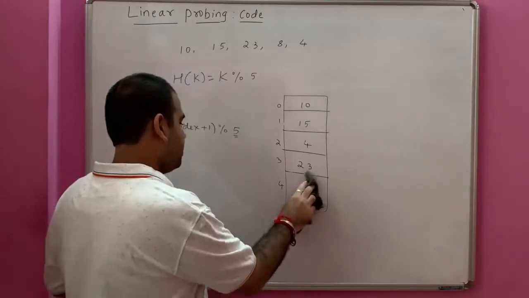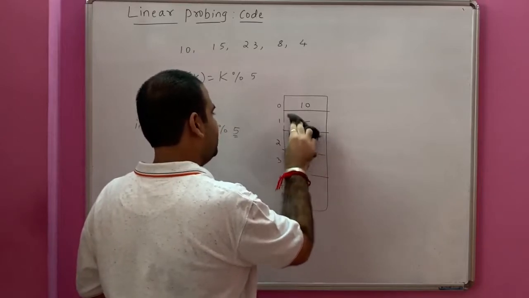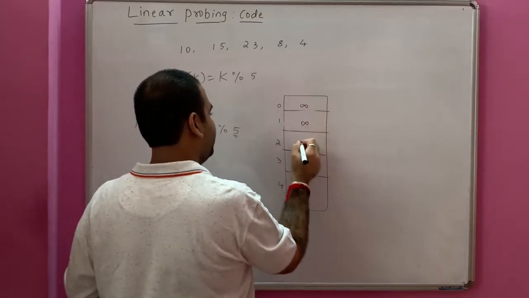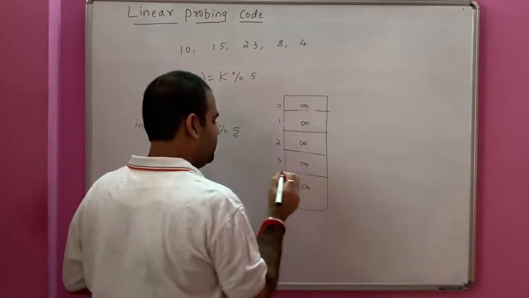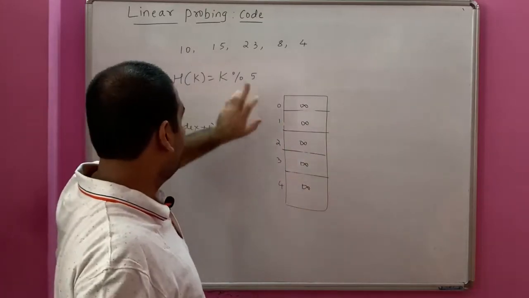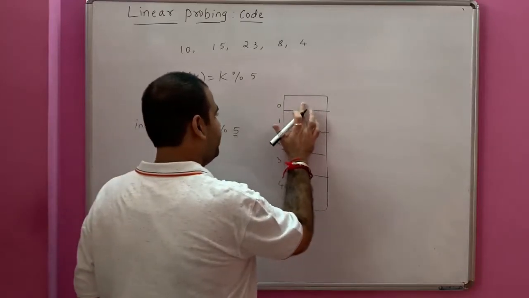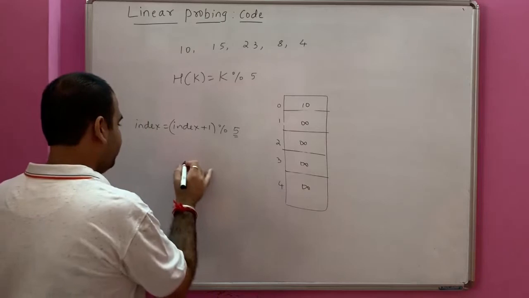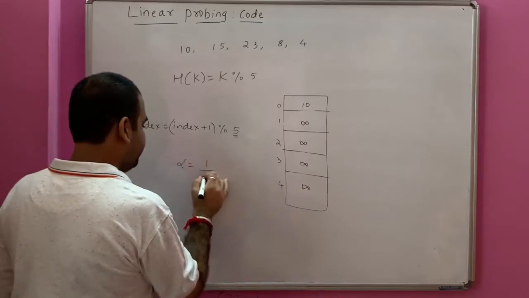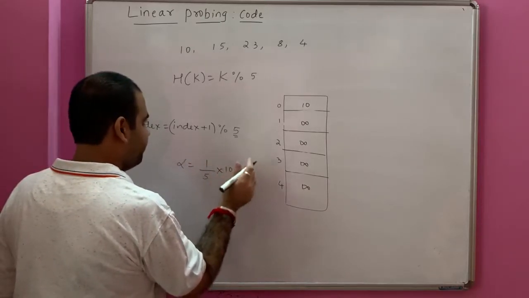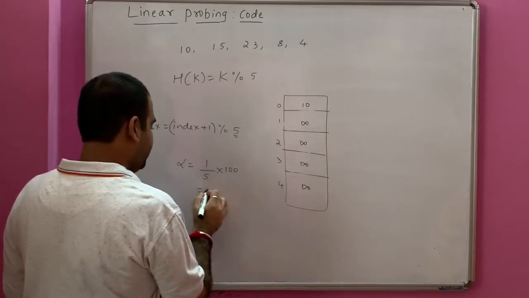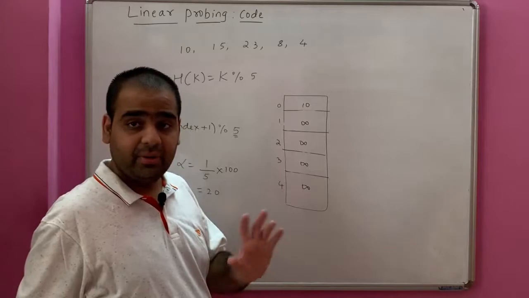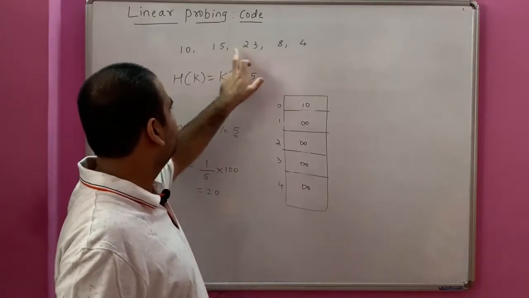Okay. Now again, initially all the keys would be infinity, all are empty. Now 10 modulo 5 is 0. We take threshold as 70%. Now what is the load factor alpha? Alpha is equal to 1 divided by 5 into 100, because the number of keys is 1 and the table size is 5. It is 20%. Is 20% greater than 70%? No. Therefore, you can go on.